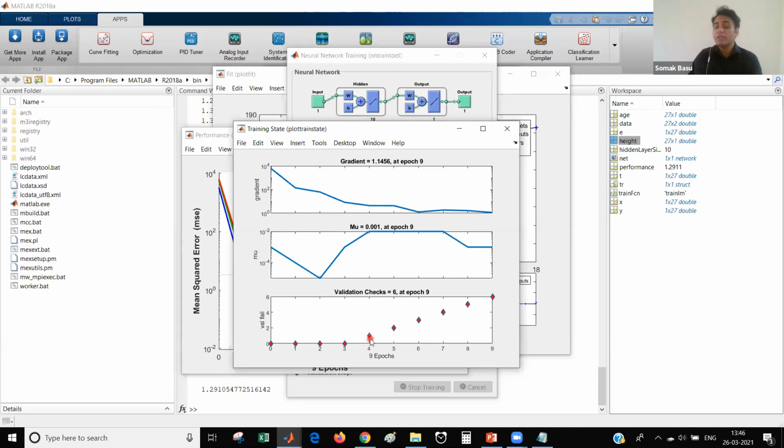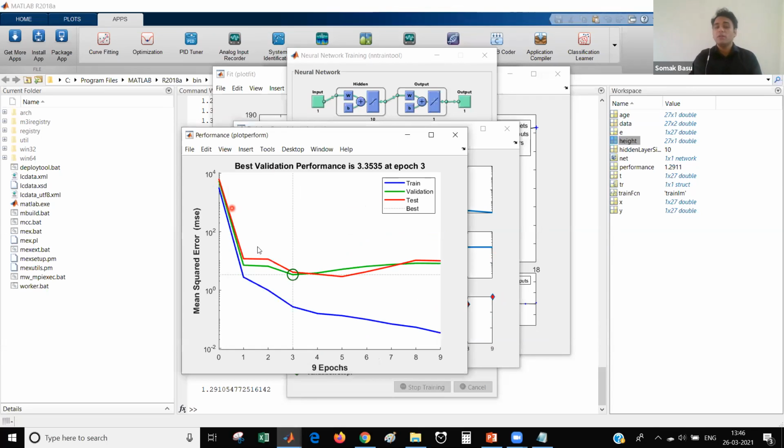See, after the third iteration, fourth, fifth, sixth, seventh, eighth, ninth. For these 6 iterations, the error has become almost stable. That is why the neural network has stopped the training after the 9th iteration. The same thing can be seen over here. After the third iteration, the error becomes almost stable. Neither does it go upward nor does it go downward. Almost stable. So it stops training after the 9th iteration.